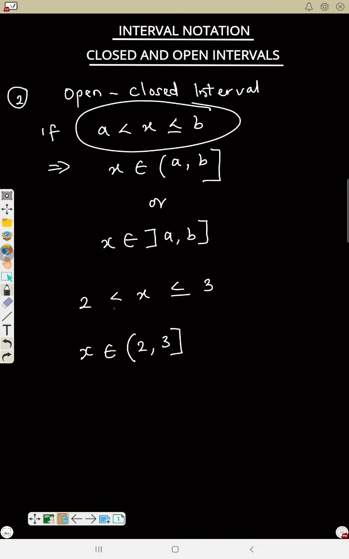So if I write all the numbers out, 2 is less than s, and s is less than or equal to 3, that means it can be 2.1, 2.2, 2.3, 2.4, 2.9, up to 3. 3 will be there. So that's why we are using this bracket. It's closed. If you see this, you close it that way. So now let's move on.